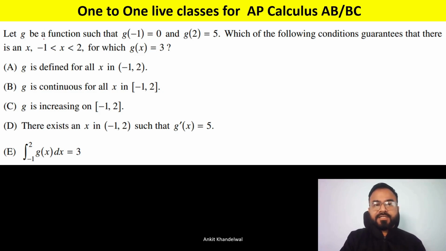So this question says let g be a function such that g(-1) is 0 and g(2) is 5. Which of the following conditions guarantees that there is an x between -1 and 2 for which the output of the function is 3?